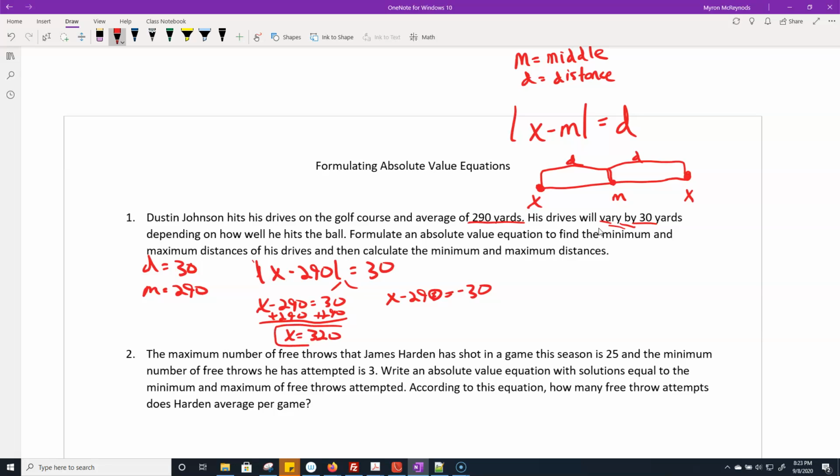That's his maximum. So that's the max. And this one will give me the lower number, right? Because it's the negative 30, we're going 30 the other direction. And so you're going to do plus 290, and I get x is equal to 260, and that would be my minimum distance, and so that would be the answer for number 1.